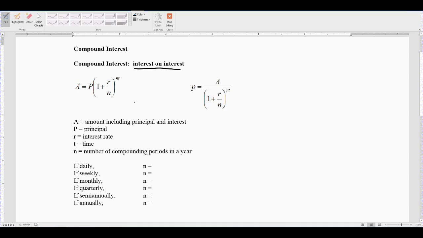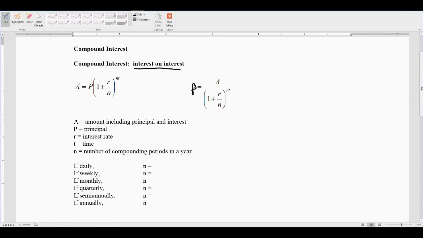Depending. It just depends. Now this is a formula we're going to use: A equals P times (1 plus R over N) to the NT. This finds the total amount of money that includes principal and interest. Now this formula finds the principal only. So this one finds the total amount, and this one finds the principal. But they all have the same variables. A is the total amount, P is the principal, R is the interest rate as a decimal, N is the number of compounding periods in a year, and T is time.